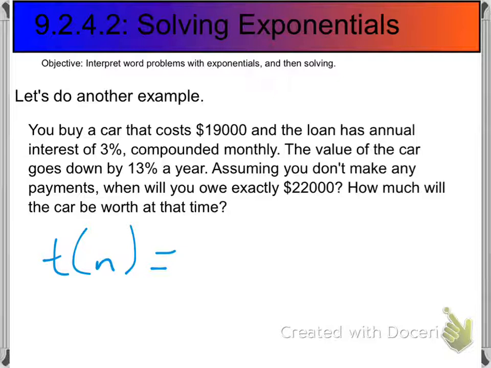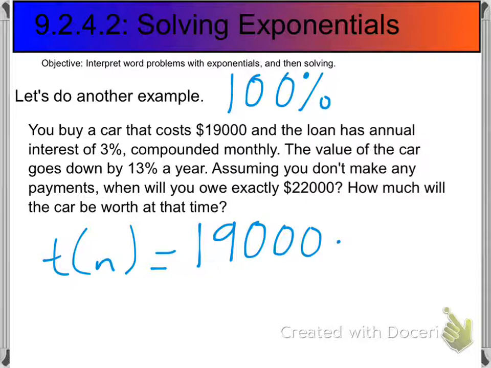Still starts at 19,000 because presumably the car would be worth what you paid for it. But the multiplier is going to be different. You start with 100% of the value of the car, but the value of the car goes down. We lose 13% a year. So what this ends up being is 87% as a decimal, 0.87. So if you ever want to know how much the car is worth, you plug in something for, oh my goodness, I did it again. Plug in for n, as that's the number of years in this case.